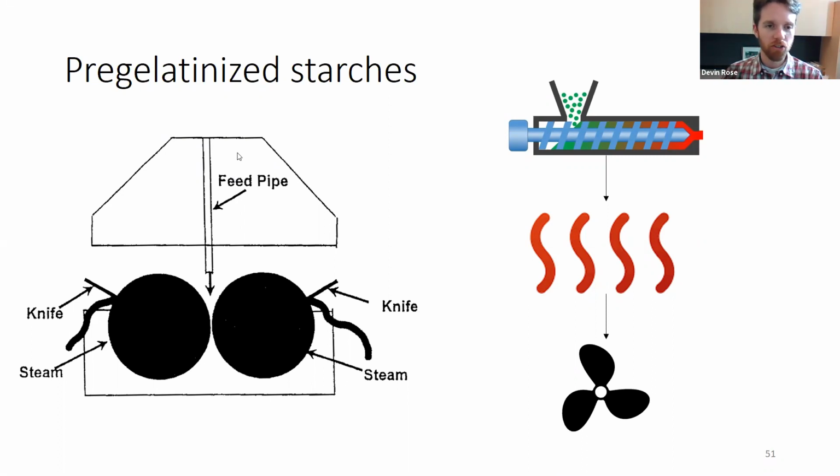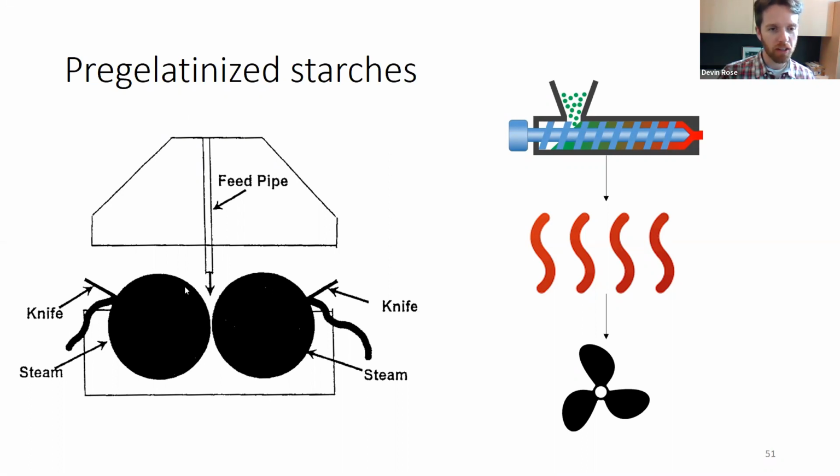So in this picture on the left here, this is the typical way to produce a pre-gelatinized starch. You would have a starch slurry up here at the top, and it would go through this pipe. This starch slurry would just be starch and water, and it's raw starch at this point, so not soluble or anything, just feeding through this pipe.